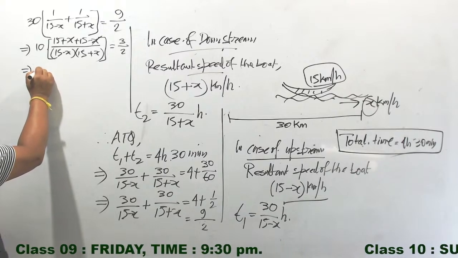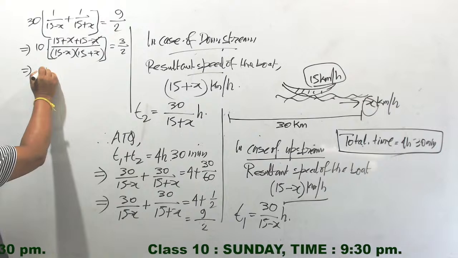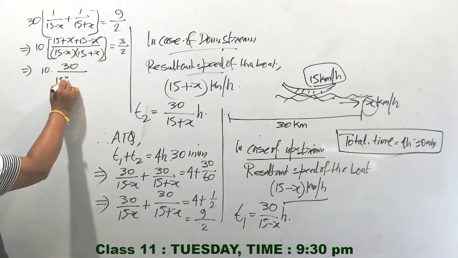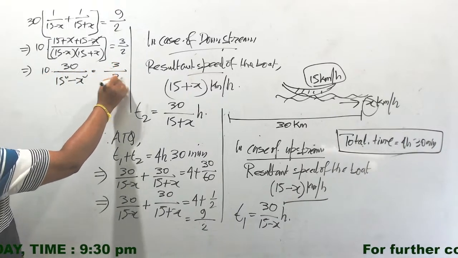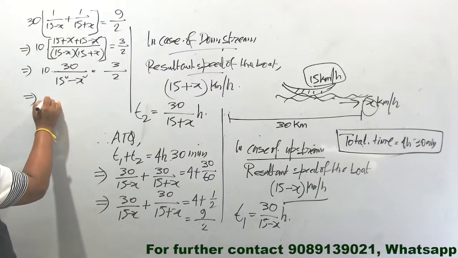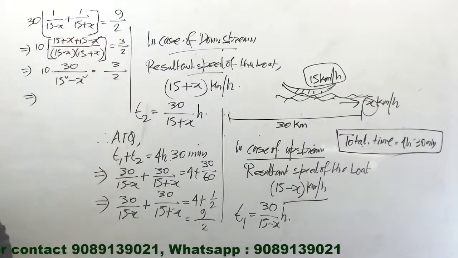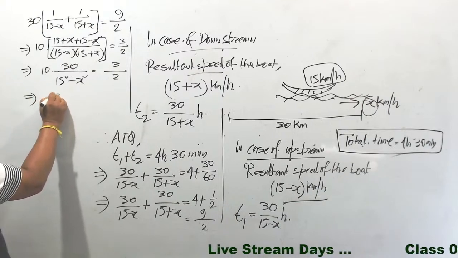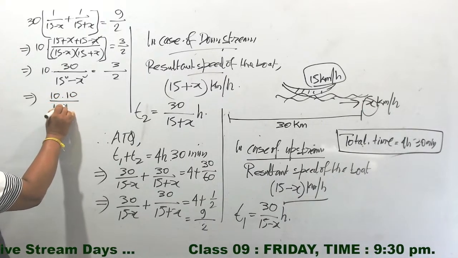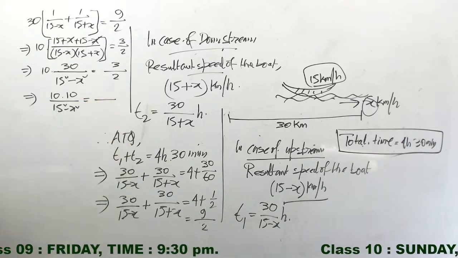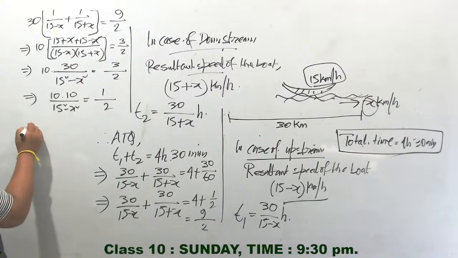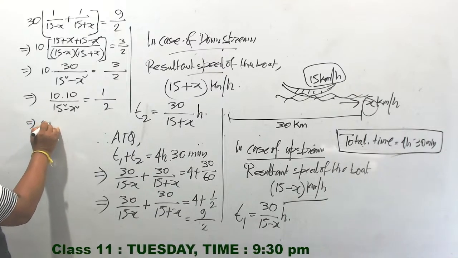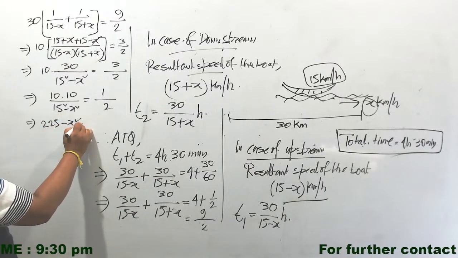So 30, here also 10 into 15, 15, 30 by 15 square minus x square. Understood? This is equal to 3 by 2. This implies divide again by what? 3. 10 into 10 by 15 square minus x square is equal to 1 by 2. Is it? This implies 15 square, that is 225 minus x square is equal to 200.